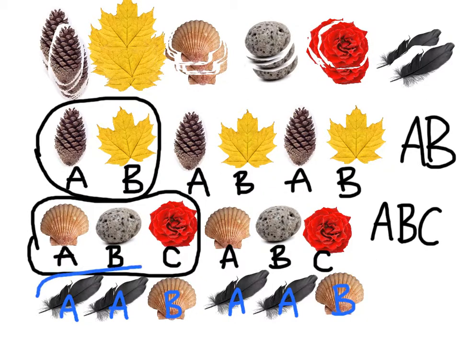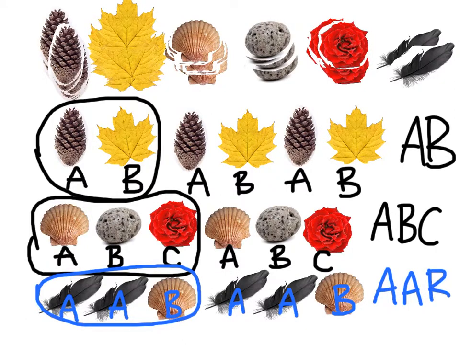That's right, the feather, feather, shell. So this pattern is an A, B pattern. So those letters on the side there or underneath, they represent the item for each particular pattern. So that helps me be able to describe the pattern and give it a little bit of a rule.